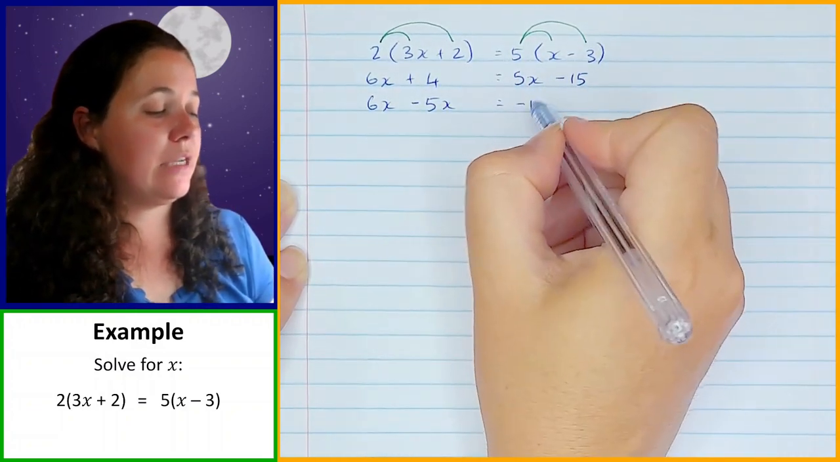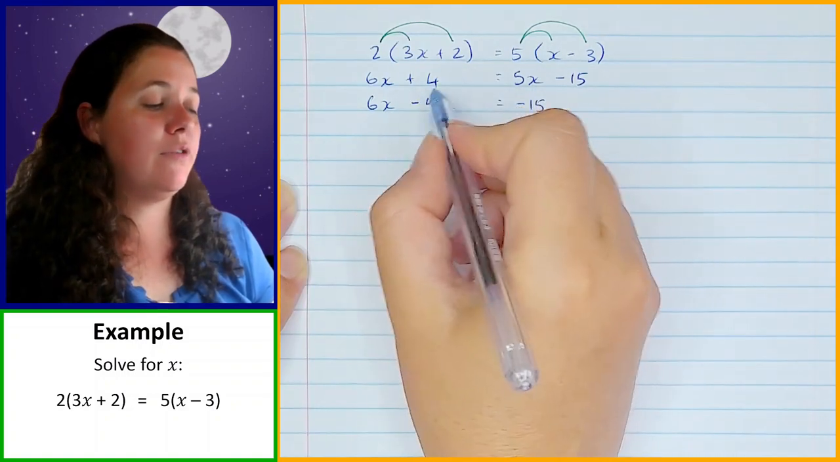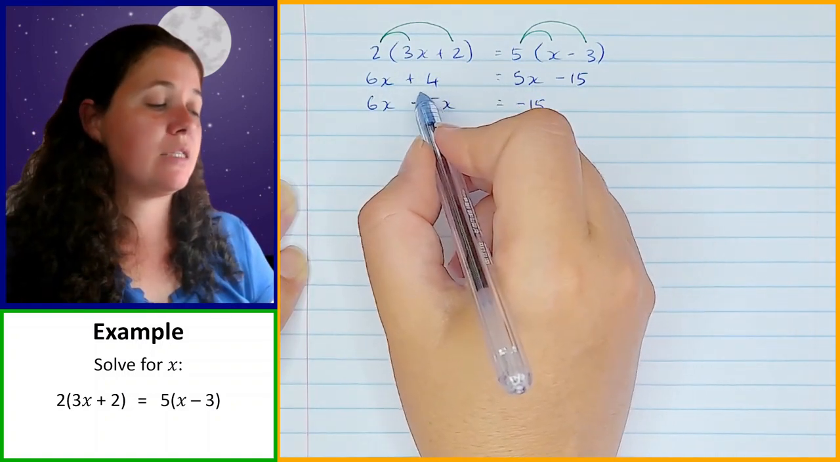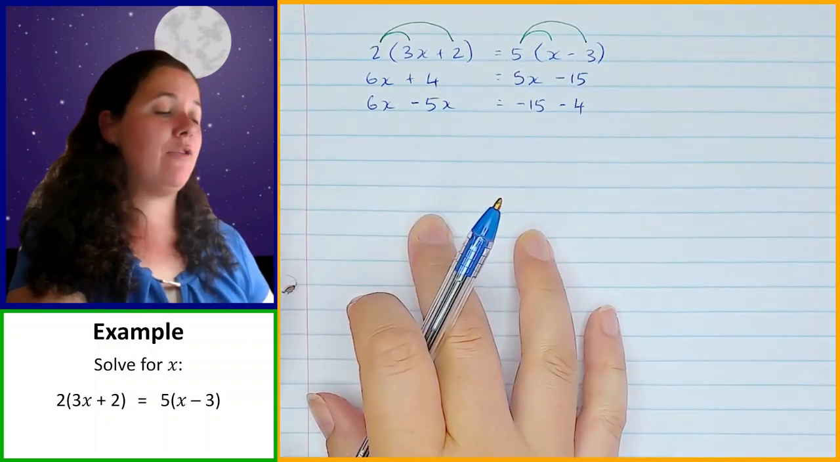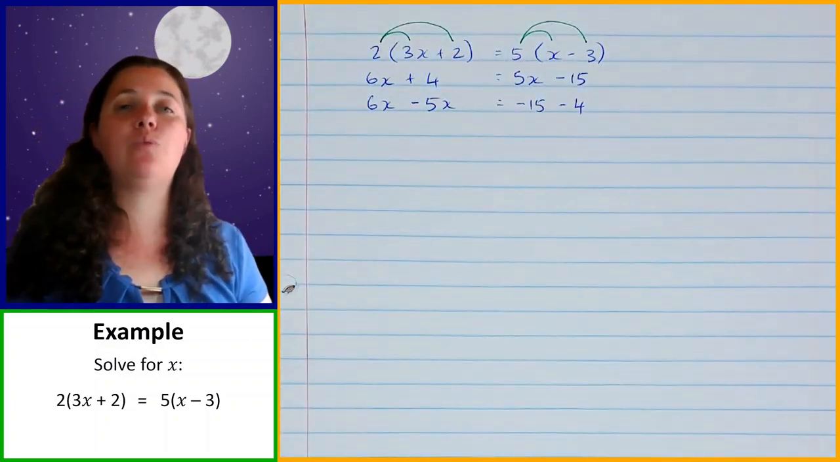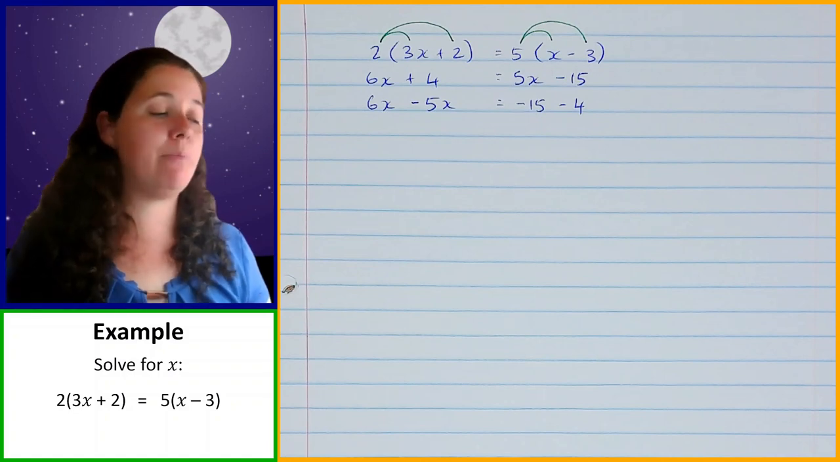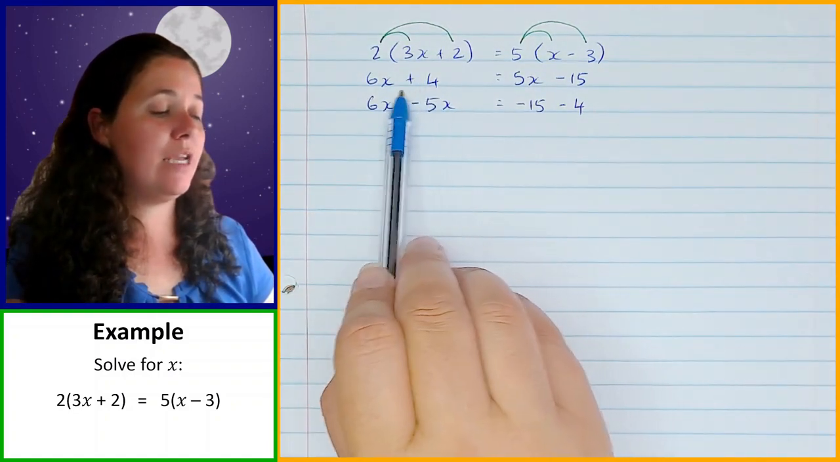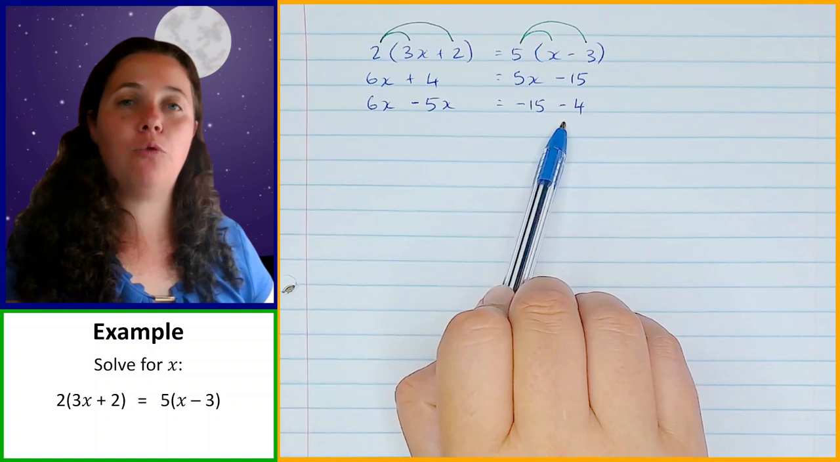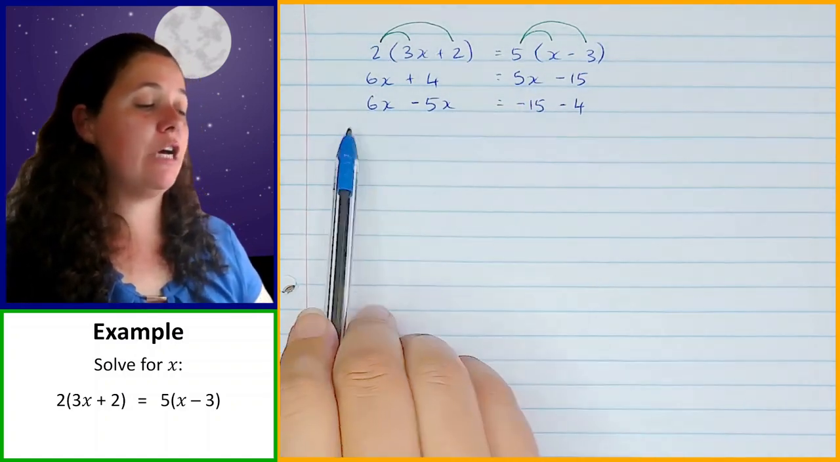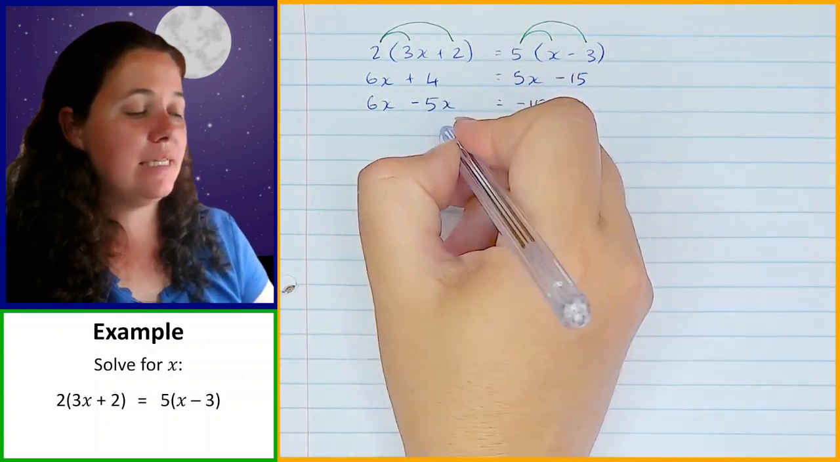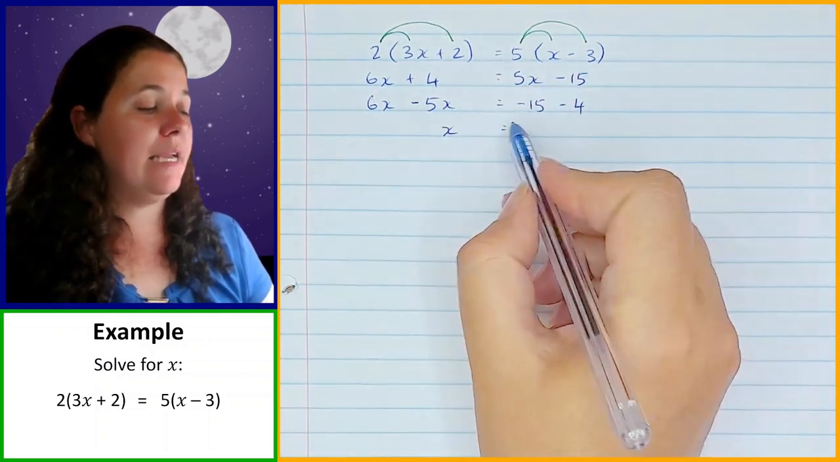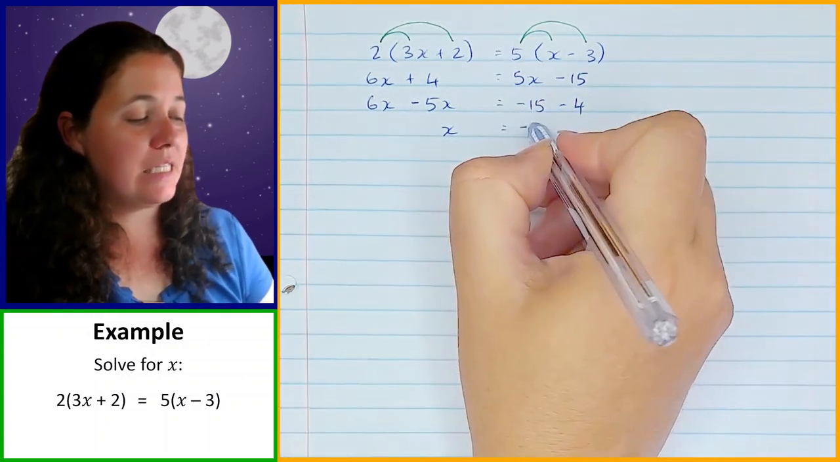So that's going to be minus 5x equals. Over here, I've got negative 15, and then I want to get rid of this plus 4 over here, so I'm going to subtract the 4 on both sides, giving me minus 4. Remember, when we are working with an equation, if we do something to one side of the equation, we have to do the same thing to the other side to keep it balanced. So if I subtract 4 over here to cancel that out, I have to subtract 4 over here as well. Now I can simplify both sides of my equation. 6x minus 5x is just x equals negative 15 minus 4 is negative 19.